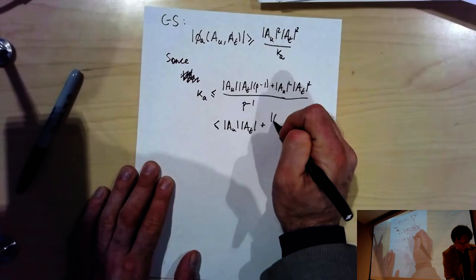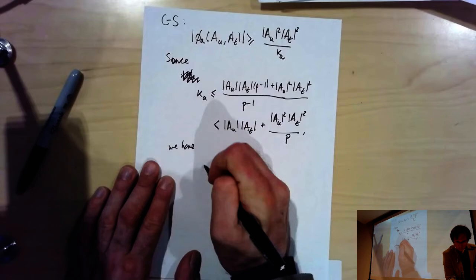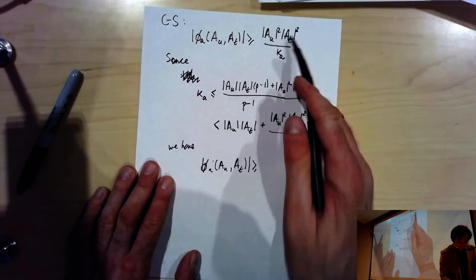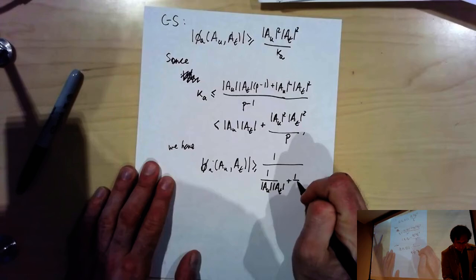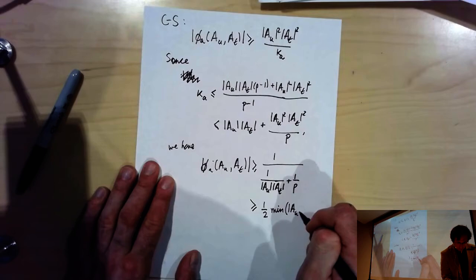So you just put these things together, and we have phi A, AuAt, it's at least, well, you just plug this in here, and you get actually a harmonic mean. You get AuAt plus 1 over P. And of course, the harmonic mean is at least the minimum of the two divided by two. So, very well.